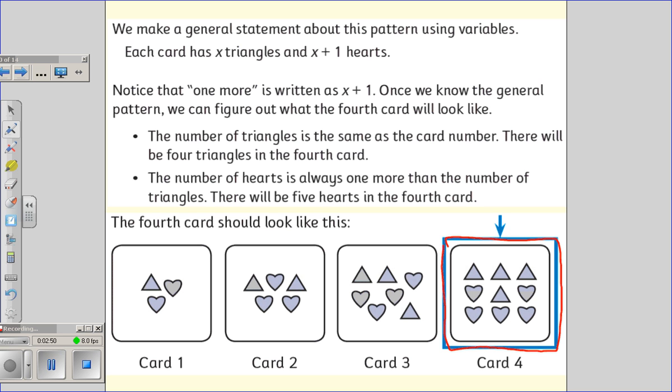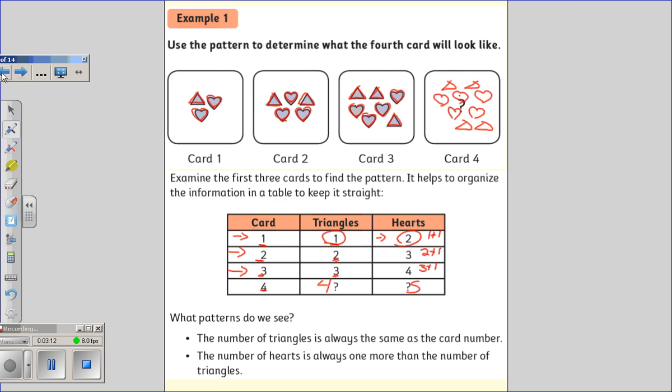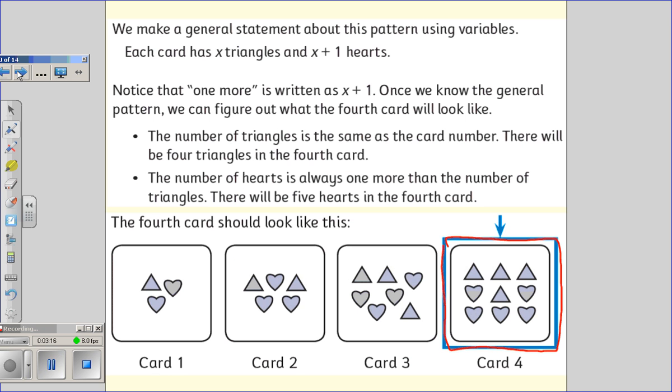Now we can write general statements about the patterns that we found in our table. For instance, each card has X number of triangles, and X plus 1 equals the hearts. Notice that when we talked about the table here, this was always 1 more than the triangle. So we could think about it 1 more written as X plus 1.